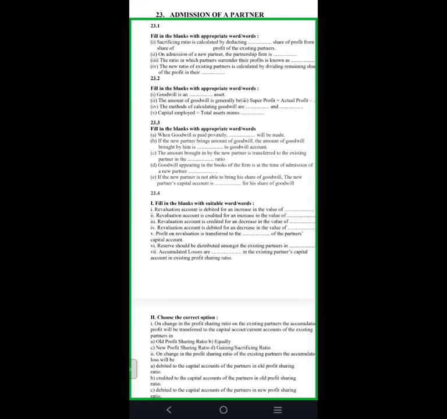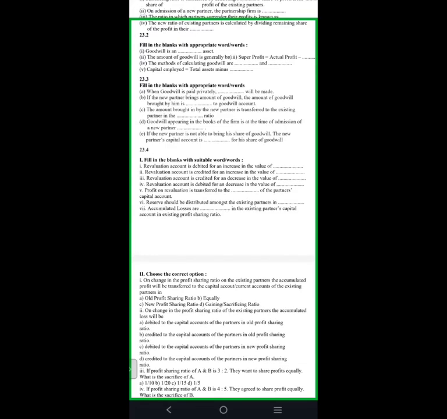The methods of calculating goodwill are average profit, super profit and capitalization. Capital employed equal to total assets minus outsider liabilities.